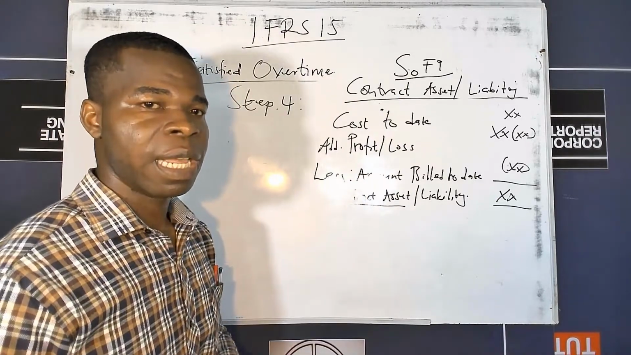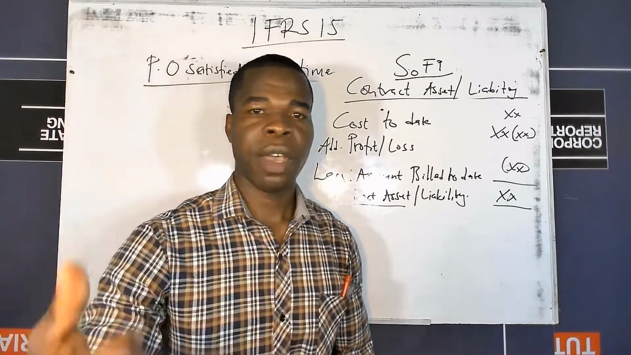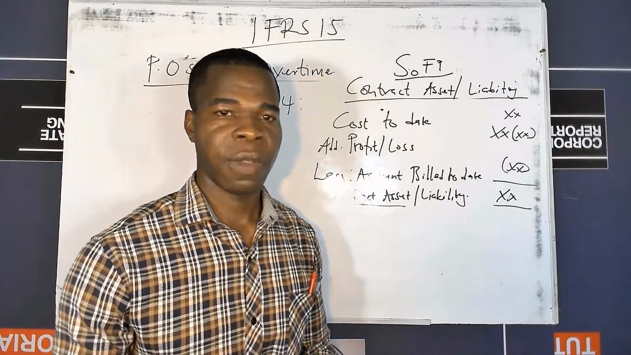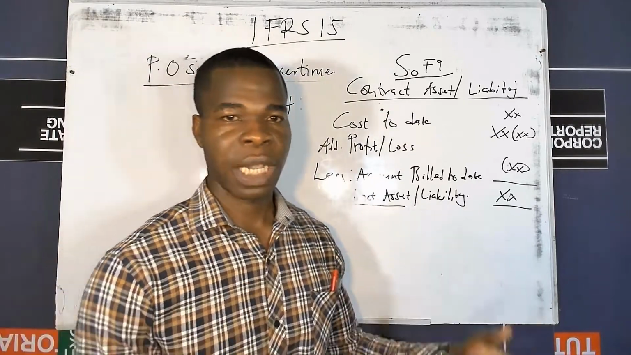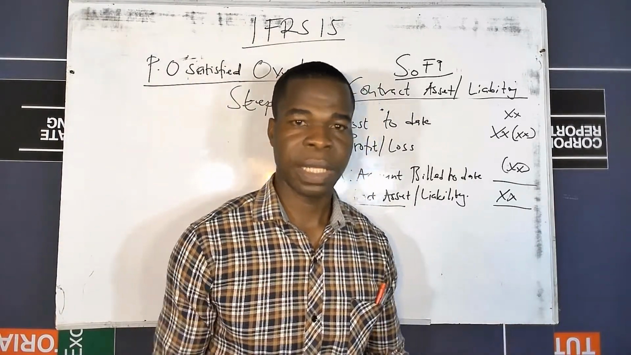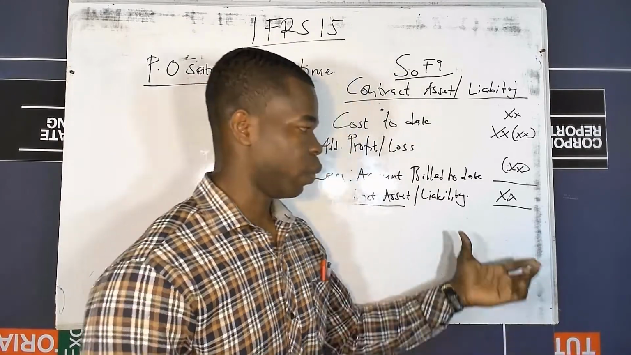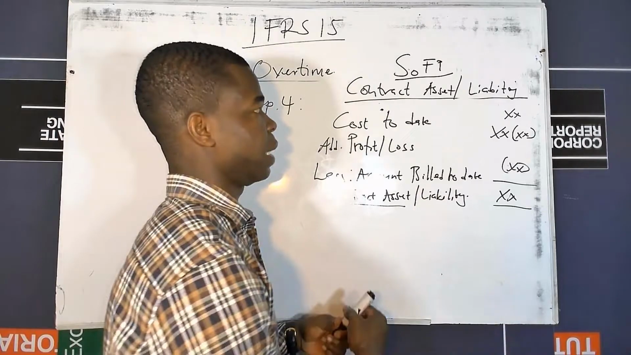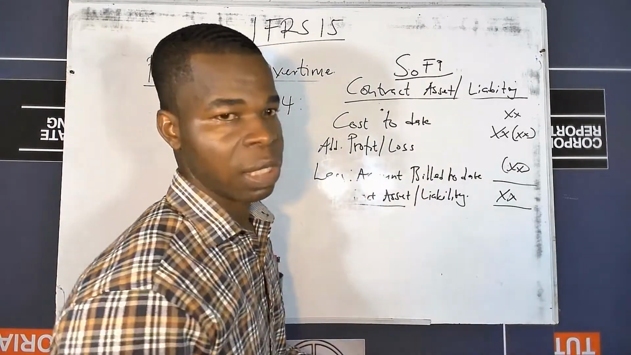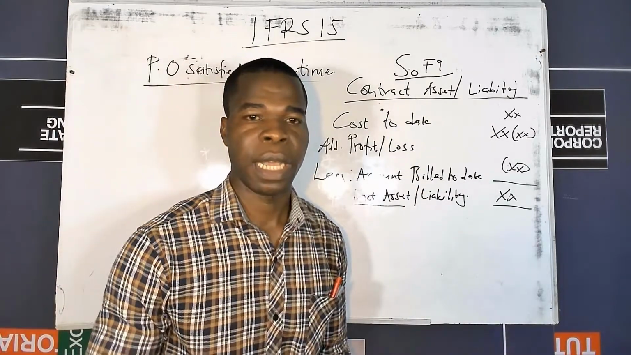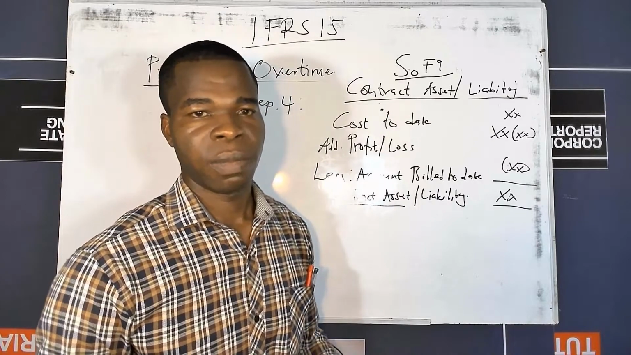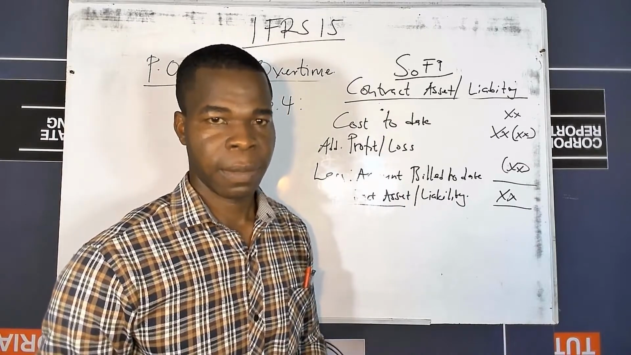Now, the standard does not prescribe how we should account for the contract asset or the contract liability. So it doesn't prescribe or give any description of the contract asset or contract liability. But once you have ascertained it, remember that it is going to be a statement of financial position item, which is going to be under your current assets.